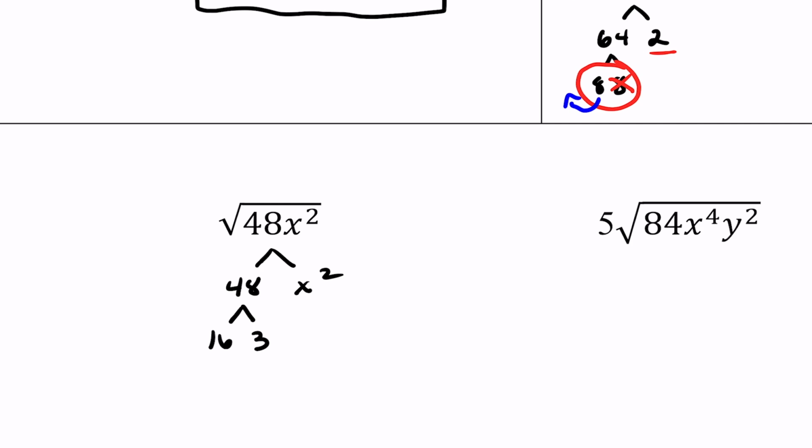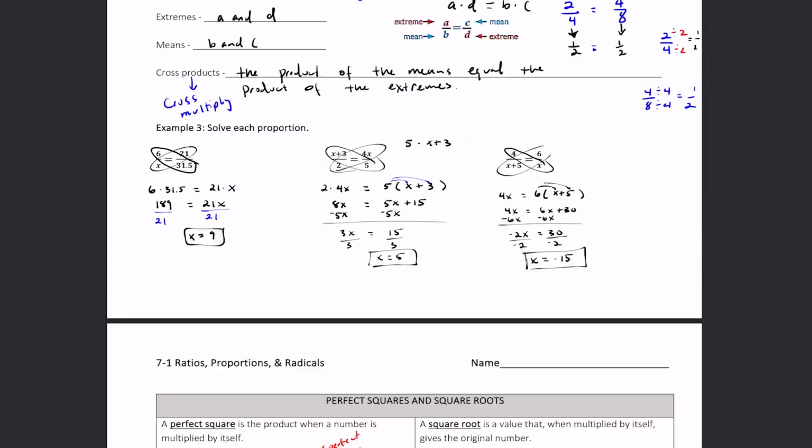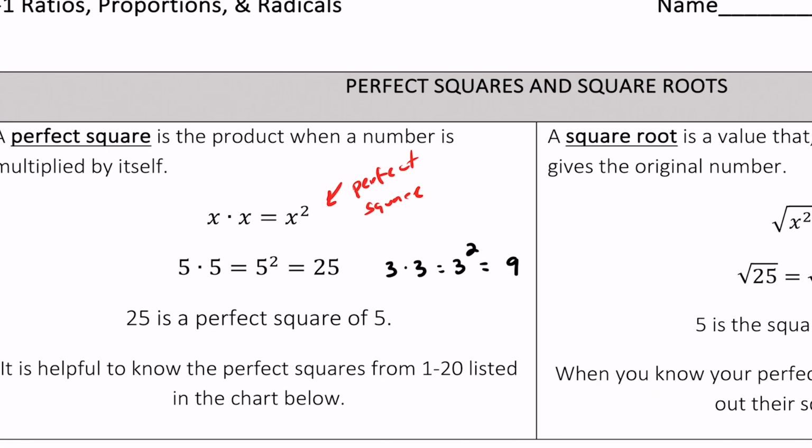So now what I want to do is take the square root of the 16, the square root of the 3, and the square root of x squared. And y'all, I know that x squared is a perfect square, right? We've already established that right over here. x squared is a perfect square of x.